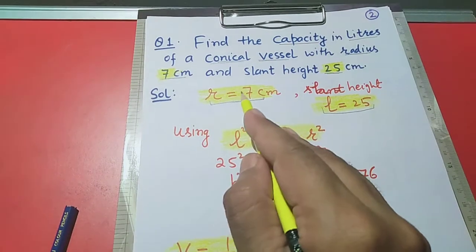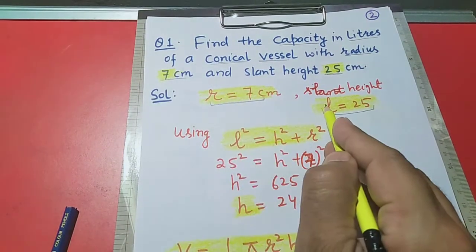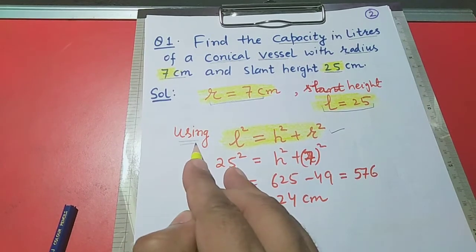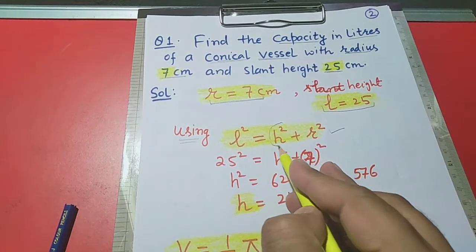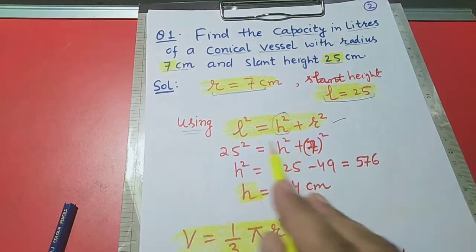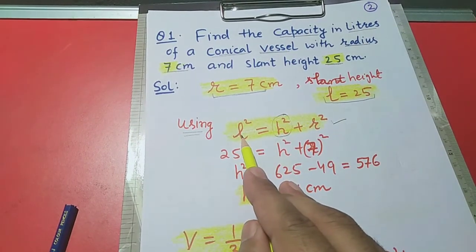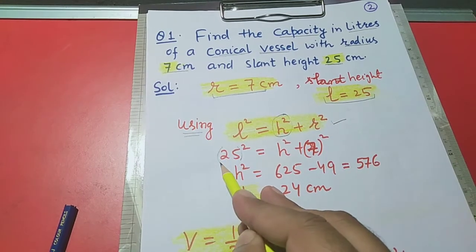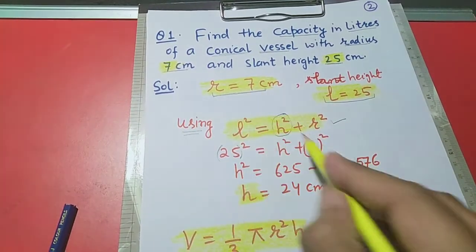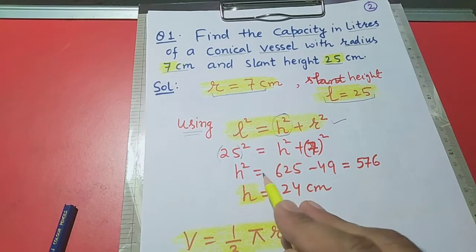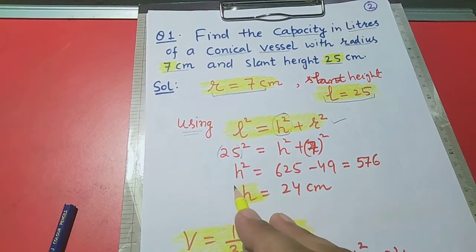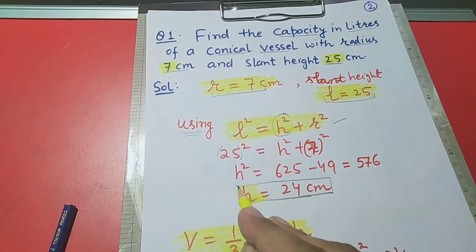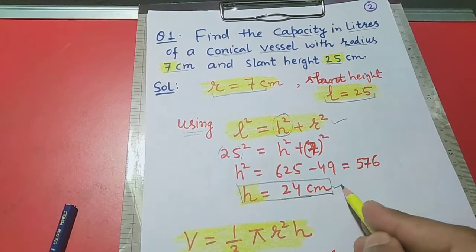I have told you the relation between r, L and h, so we will use this relation to find our h. We have substituted the value of L, which is 25, so we have to find the square of 25. Then in place of r we have put 7 square, and after subtracting and calculating, we have got the value of h, which is 24 centimeter.